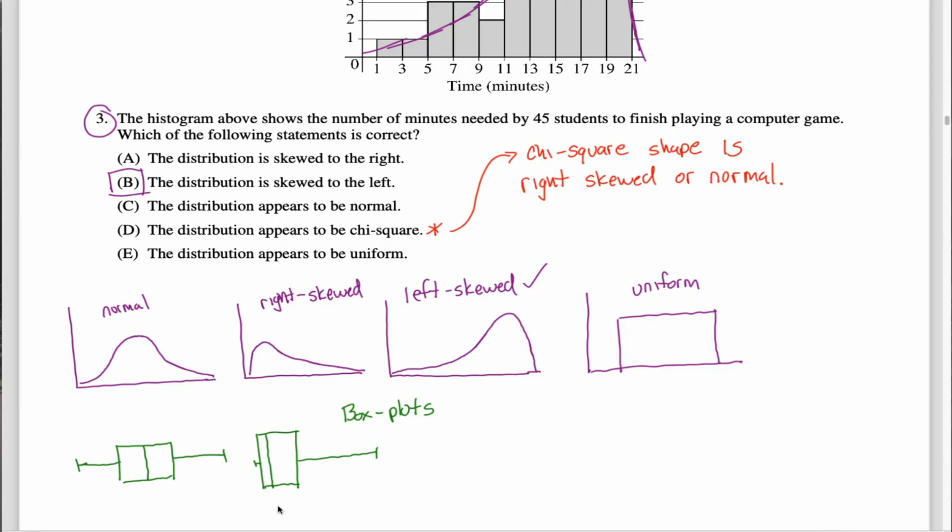A left skewed box plot is essentially the reflection of this guy. My big tail points out to the left. Most of my observations are over on the right. I have a really short tail to the right, and my median is closer to my third quartile than it is to my first quartile.